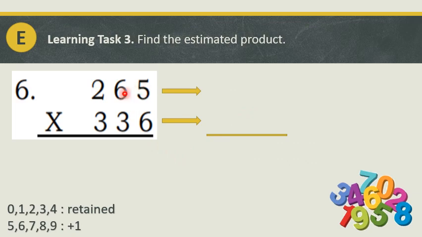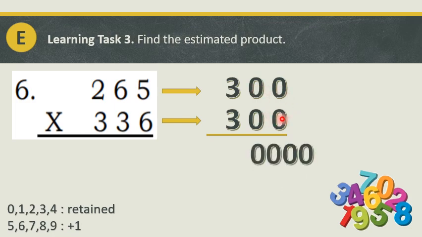Number 6. So, ganun uli ang gagawin natin. So, 2, ang katabi niya is 6, malaking number. So, ito ay magiging 3, madadagdagan ng isa. So, kaya 300. Then, ito, ang katabi niya is 3, maliit na number. So, ito ay magiging 3 pa din. So, kaya 300. Then, bilangin na number of 0. So, 1, 2, 3, 4. Then, 3 times 3 is 9. Kaya ang answer natin is 90,000.